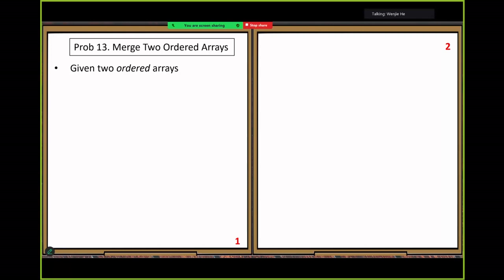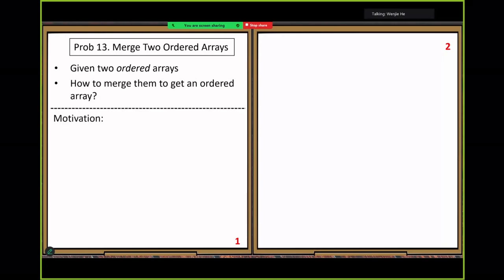Given two ordered arrays, how do we merge them to get an ordered array? We need to use the minimum number of comparisons to merge two ordered arrays. So it's a very basic question. First, let me give you the reason why we need to solve this basic problem.